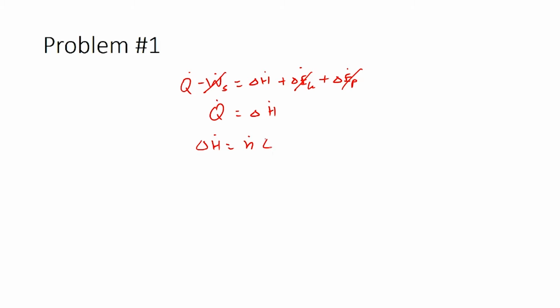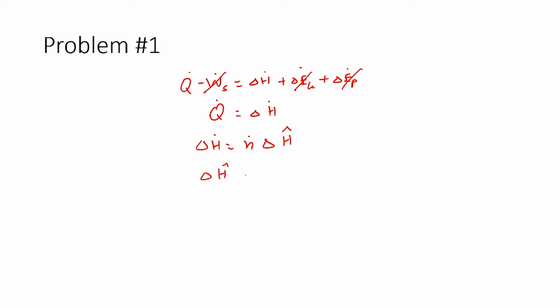So, the energy balance equation is Q dot minus Ws dot equals delta H dot plus delta Ek dot plus delta Ep dot. Here there are no moving parts, so shaft work would be 0. There is no change in kinetic energy or potential energy given in the problem. So, we would have Q dot equals delta H dot. So, we just have to calculate delta H dot. Delta H dot is equal to n dot times delta H cap. We already have calculated n dot, we just need to calculate delta H cap.